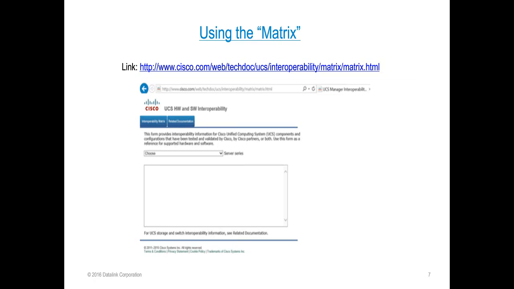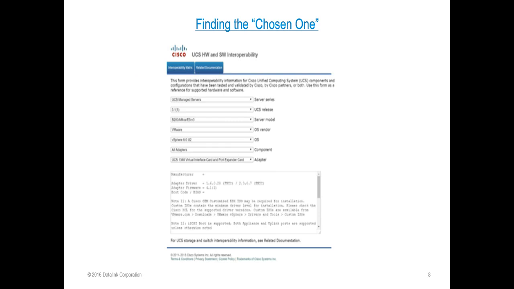So now that you've gathered your environmental information, you want to go ahead and proceed in using the matrix. After accessing that link, you'll come to this particular page, and you'll notice you'll have little drop-downs. Starting with your server series, in that order, you'll drop down to those supported environments or components of the configuration. After you're done, you want to find that chosen one. Now that you've dropped down all your selections, you'll have a little text box at the bottom that gives you a lot of information.